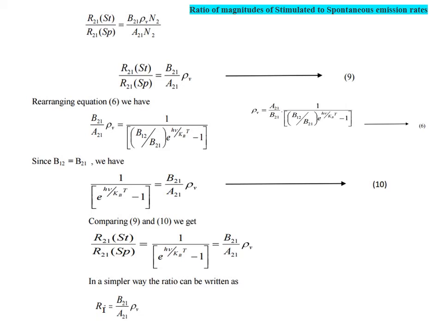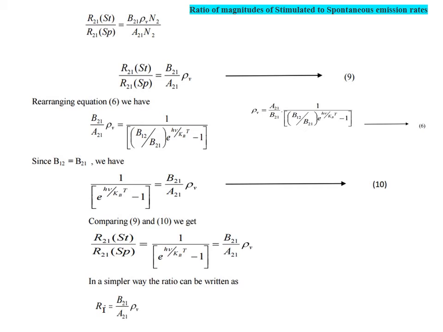Now we will rearrange all the available equations and obtain some more useful ratios. For example, the ratio between the rate of stimulated transition to the rate of spontaneous transition, which is R21 stimulated to R21 spontaneous, is given by B21 rho nu N2 divided by A21 N2. In this equation we can cancel N2 from numerator and denominator, so that we will be left with B21 rho nu divided by A21. That is equation number 9.